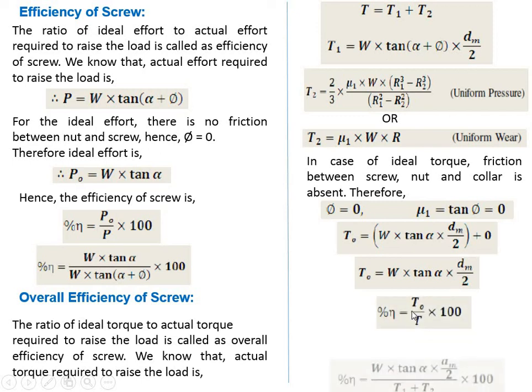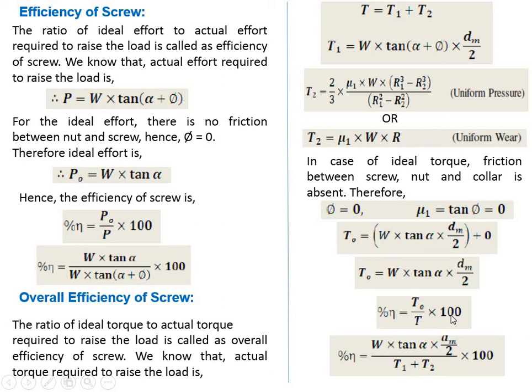So the percentage efficiency is ideal torque to the actual torque into 100. So T0 gives the overall efficiency. The equation for overall efficiency will be W into tan alpha into dm by 2 divided by T, which is T1 plus T2, into 100.